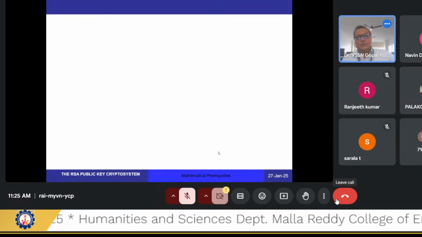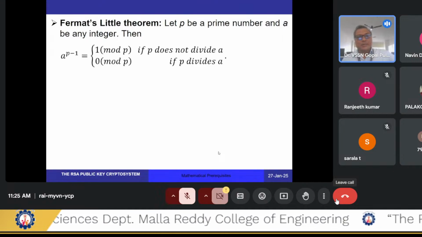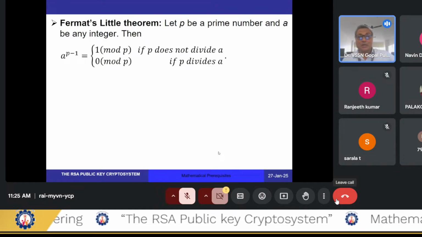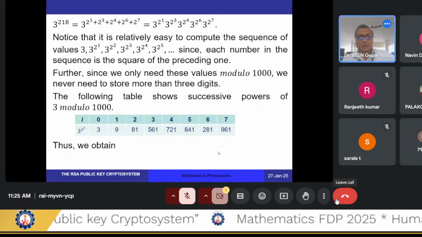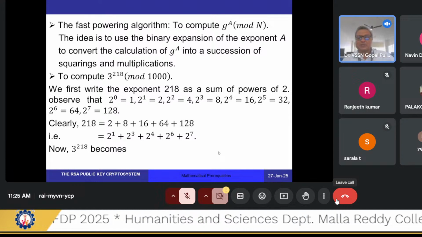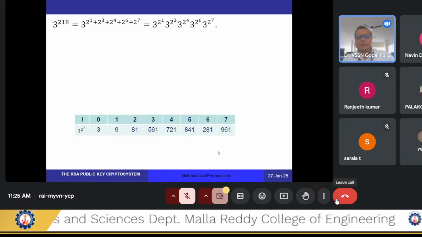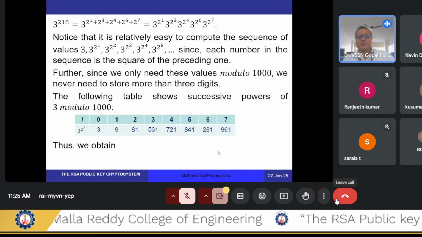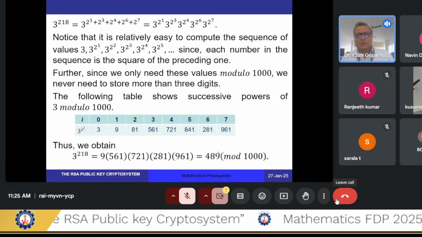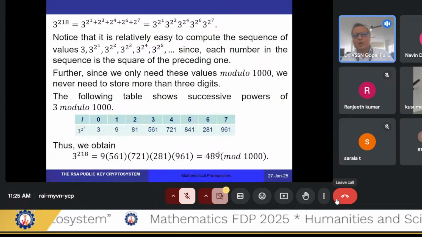Let us move on to another important theorem. I hope this particular algorithm is clear to all, the so-called fast powering algorithm. The other name for this algorithm is the square and multiply algorithm, which is very useful for finding some exponent under mod n.